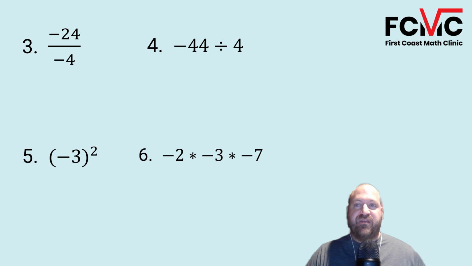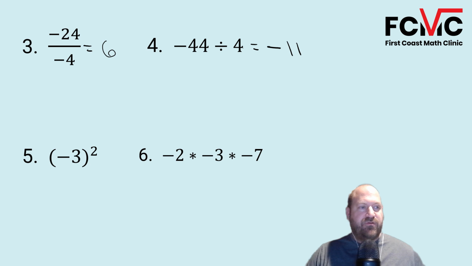So for number three, we've got -24 divided by -4. When we have a fraction, any fraction is division. So we know the sign of our answer is going to be positive, and 24 divided by 4 is 6, so our answer should be positive 6. Number 4, we're dividing opposite signs. -44 divided by +4. So the sign of our answer should be negative, and 44 divided by 4 is 11.